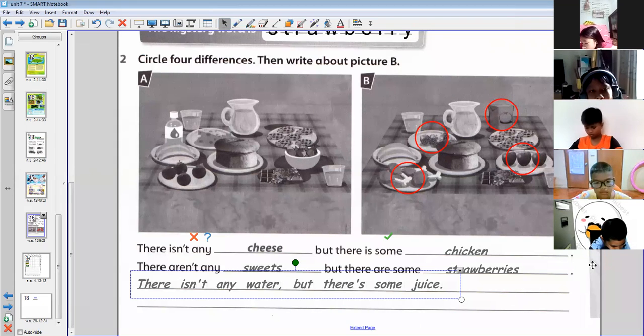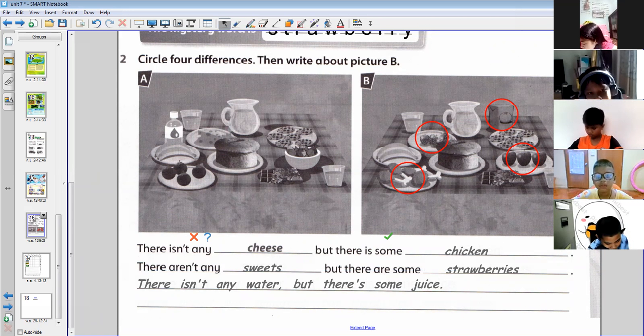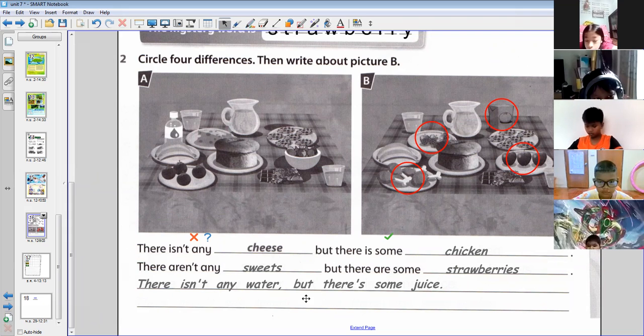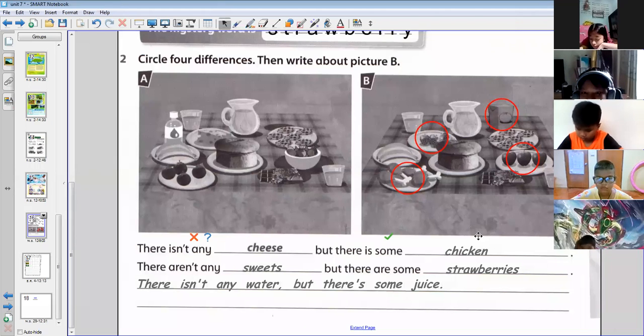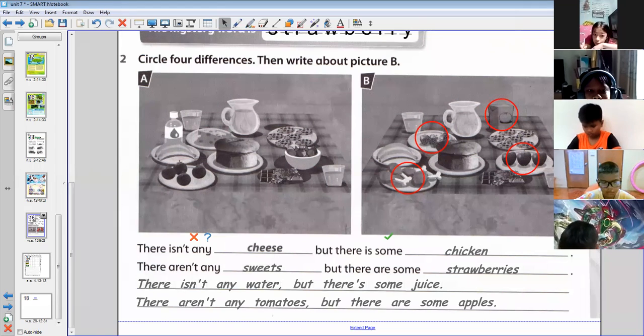Who can say? Who can do this one? The last one? There aren't any tomatoes, but there are some apples. Yes, very good. There aren't any tomatoes, but there are some apples. Well done. Perfect. That's it.